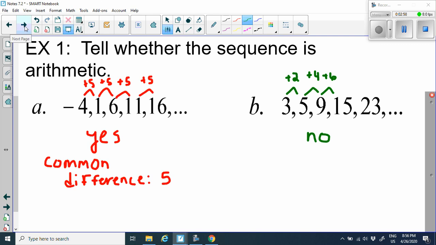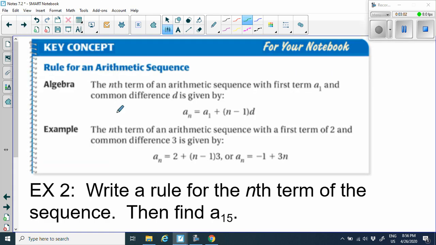Okay, so let's talk about the rule for an arithmetic sequence. The rule says the nth term of an arithmetic sequence with the first term a sub 1, so remember we kind of talked about this in our last video, this is going to represent our first term, and then it says common difference d. We talked a little bit about common difference in the last example. We're going to reference that as d. And so we do have a little formula.